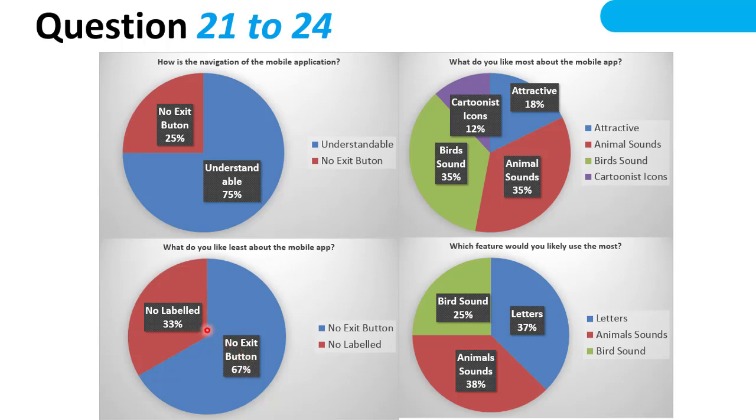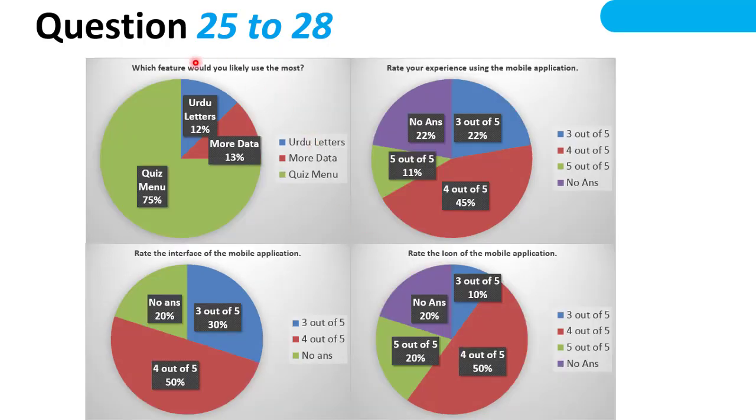67% said no exit button, and some said no labels, like on the animals. We don't know the animal name if we haven't clicked on it. So it should be written, so the kids can learn the spelling as well. Which feature would you like to use most? Bird sound 25%, letters 37%, animal sound 38%. Question number 25: which feature would you like to use the most? They said Urdu letters 12%, quiz menu 75%, more data 13%.